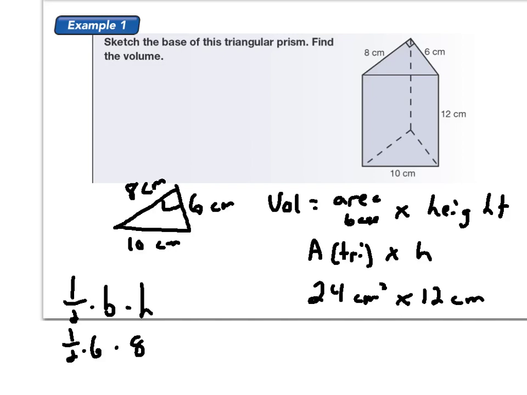So we're going to take 24 times 12. 4 times 2 is 8. 2 times 2 is 4. With a 0, we get a 4 and a 2. And it's 288.